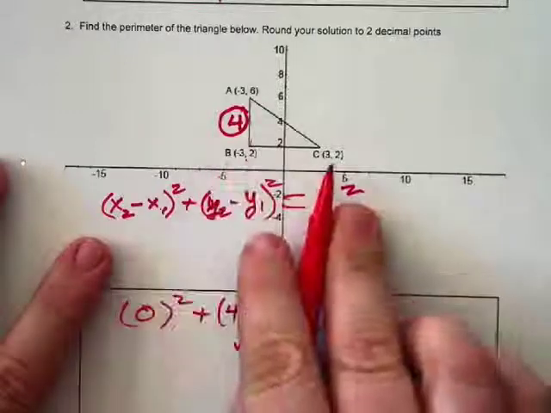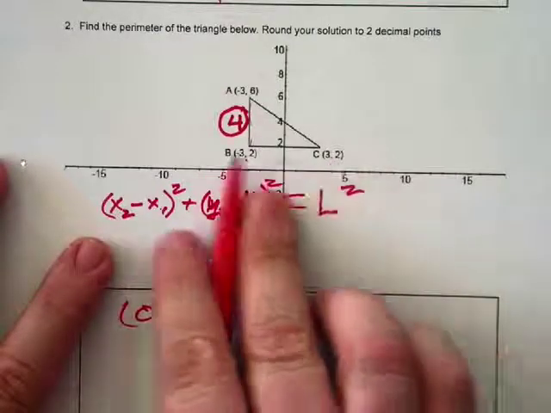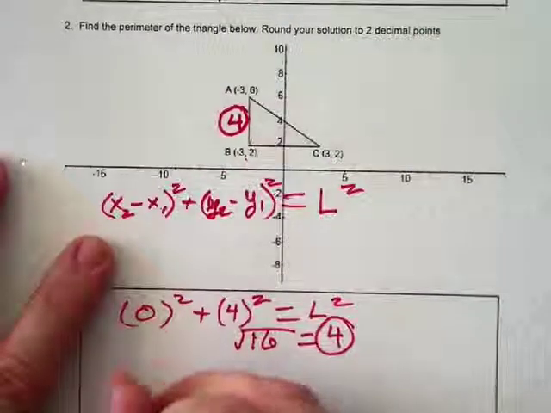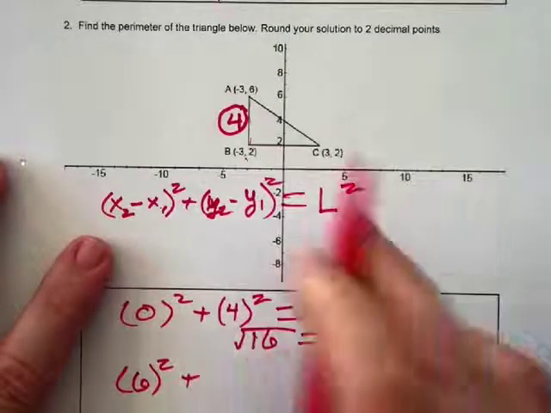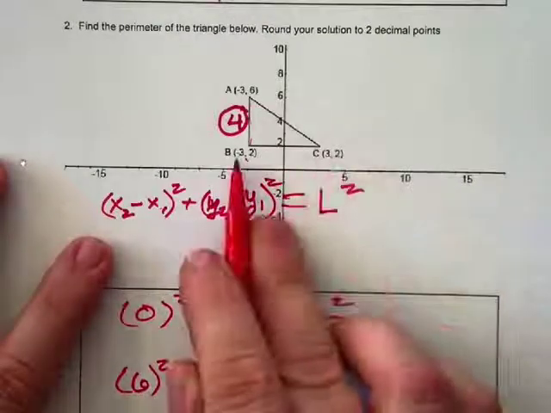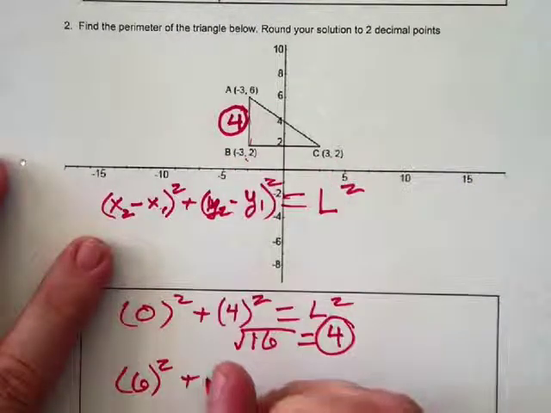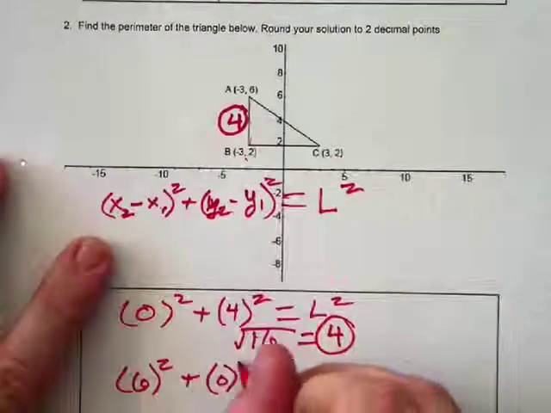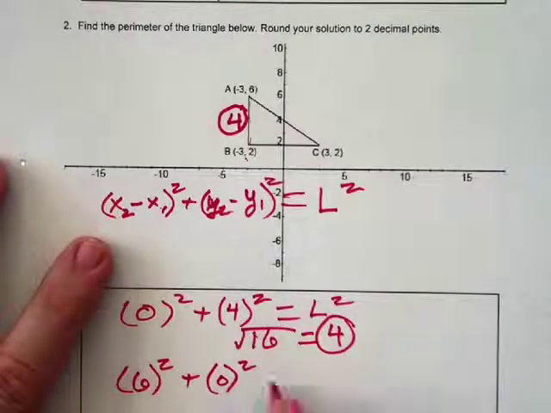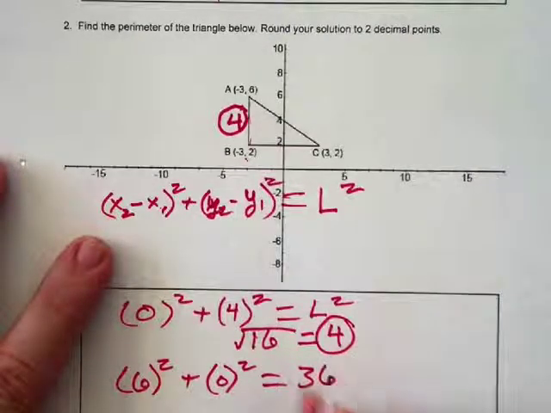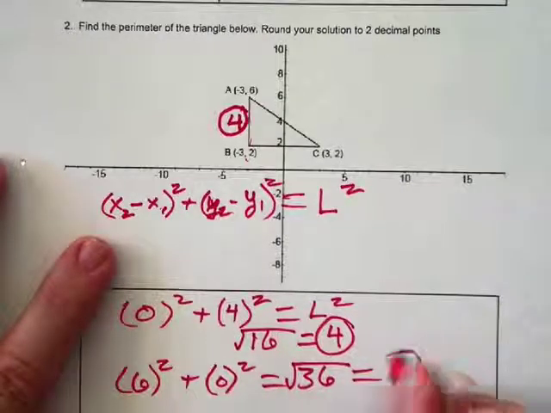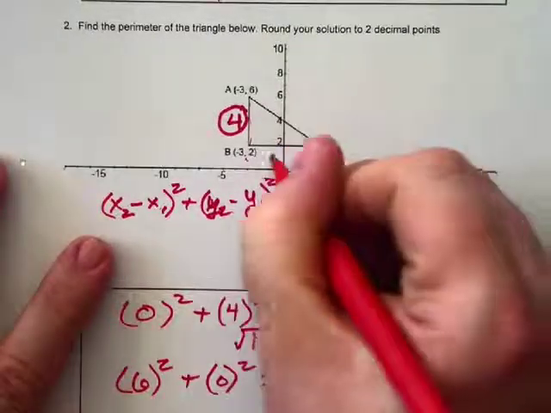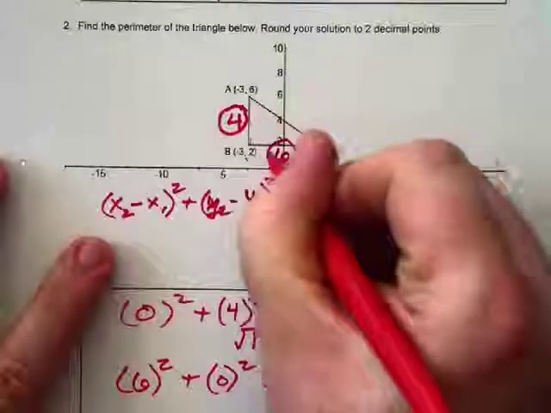-3 to 3. So 3 minus -3 would be 6 squared, plus y minus y, so 2 minus 2 is 0 squared, and we're left with 36. The square root of 36 is 6. So we know the length of this line is exactly 6 units.